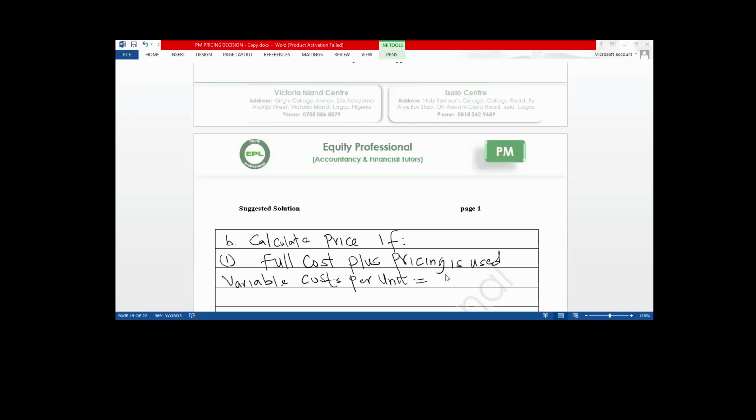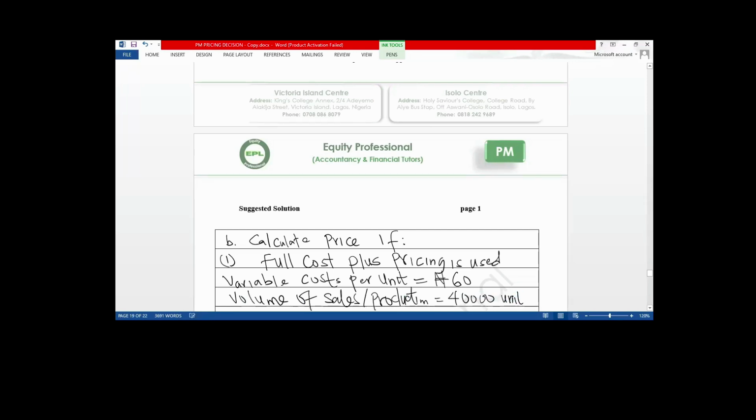All right, please. What is variable cost per unit? 60 naira. Let's pick up 60 naira. Now, what is the volume of production? Are we going to produce volume of production and sales? Look at the question. Volume of production or volume of sales? 40,000 units. It's in the question. Thank you. 40,000 units.